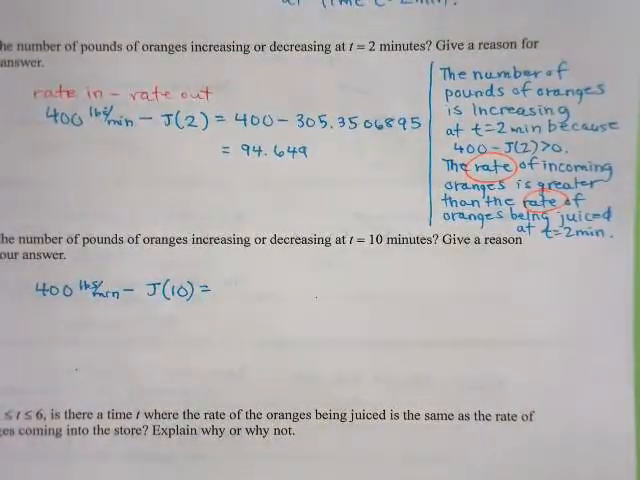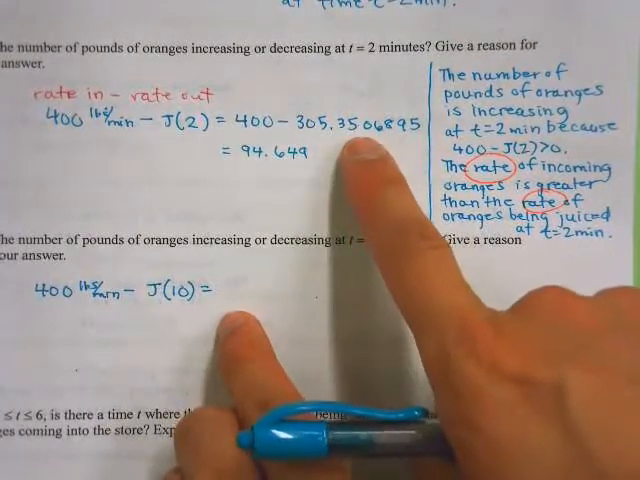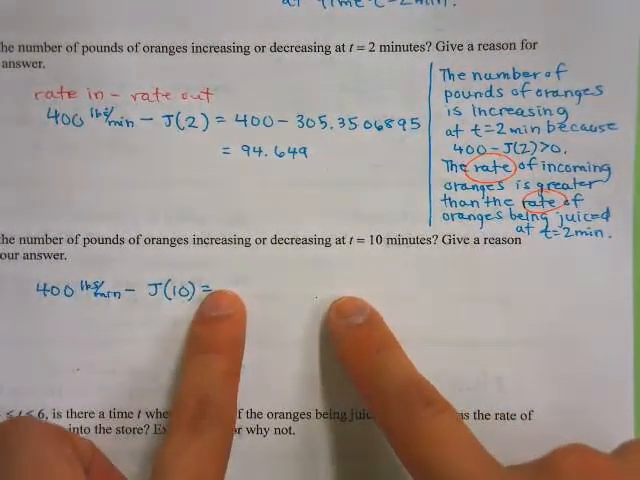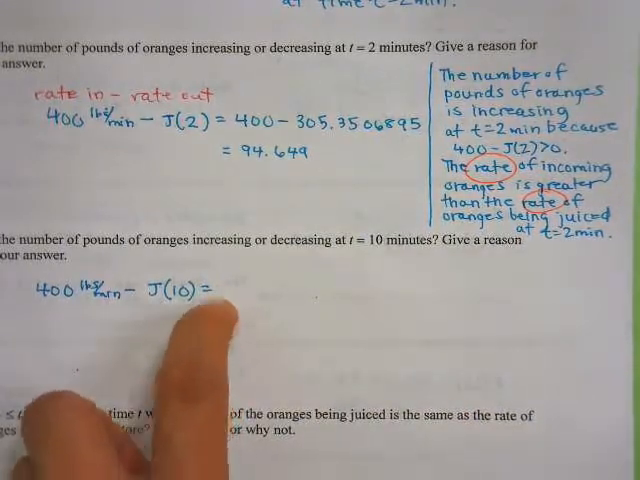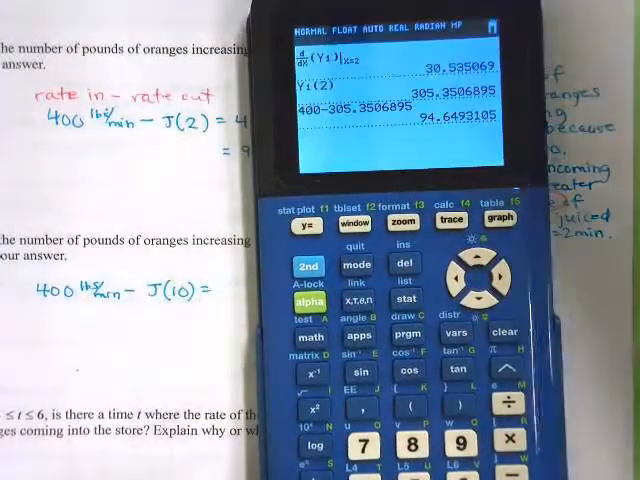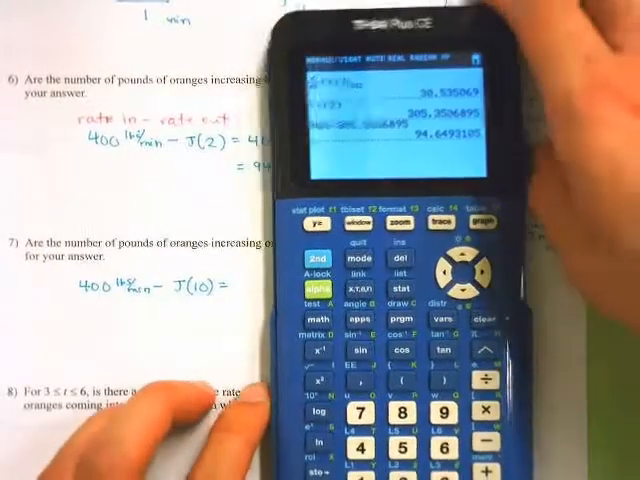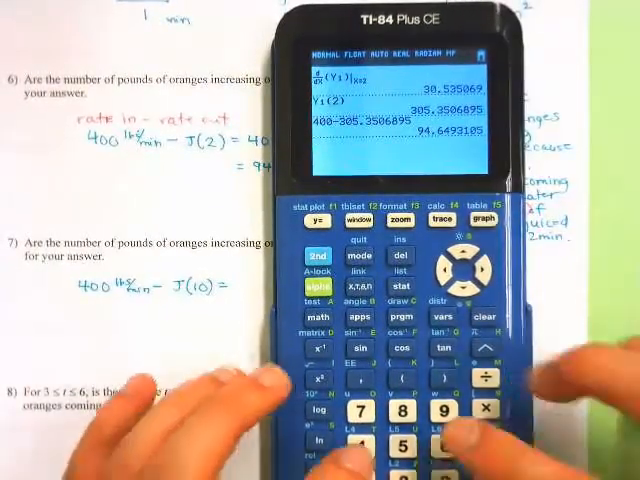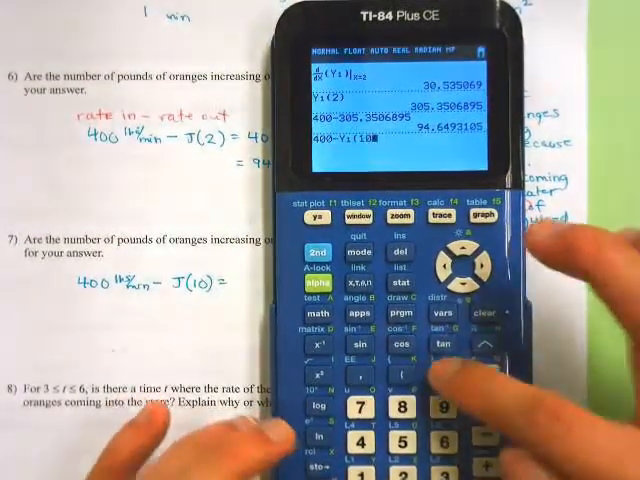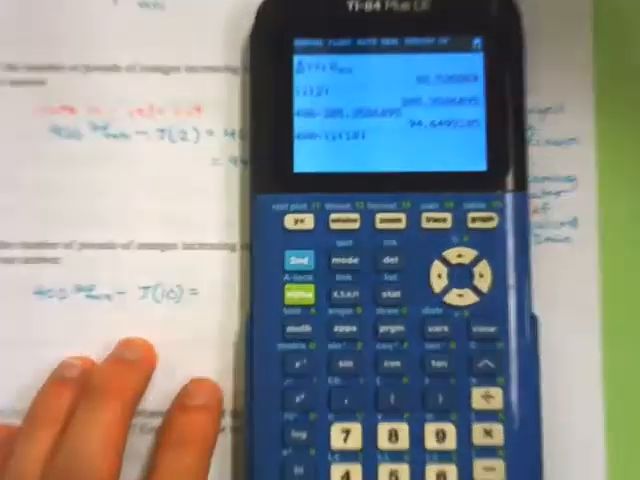Because this is calculator based, you do not have to actually put in this middle step. If you can already plug this in on the calculator and get the final answer, that's totally fine too. So let's just plug in on the calculator 400 minus y1 of 10. 400 minus alpha trace y1 of 10. And that's fine. This is calculator based.